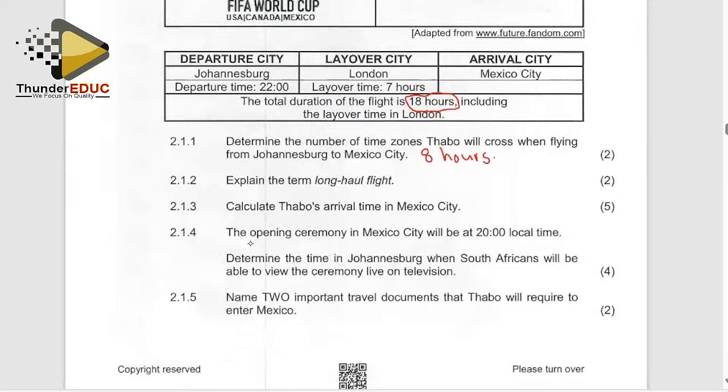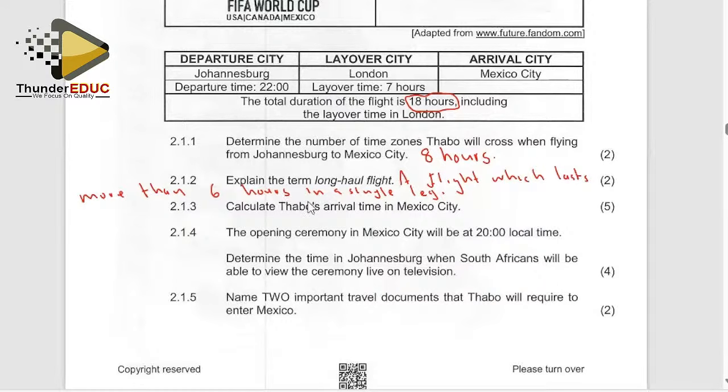So a long-haul flight is a flight which lasts more than 6 hours in a single leg. So it is a flight which lasts more than 6 hours. If you fly for more than 6 hours, it is considered to be a long-haul flight. Now the next question reads, calculate Thabo's arrival in Mexico City.